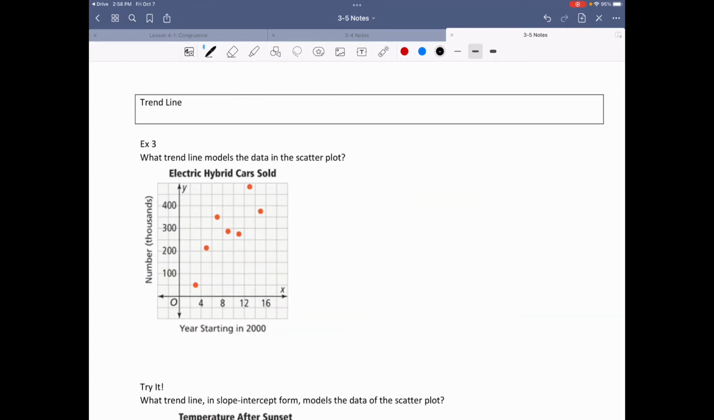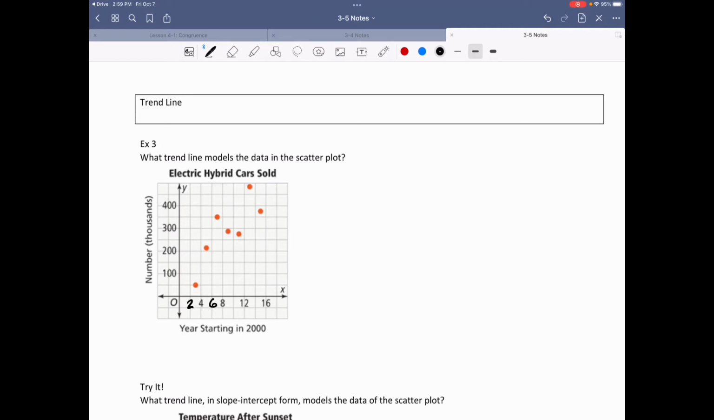Example 3. What trend line models the data in the scatter plot? We have electric hybrid cars that are sold, and in the year 2000, that's the starting year, and it seems like it's counting by twos. We have 2, 4, 6, 8, 10, 12.